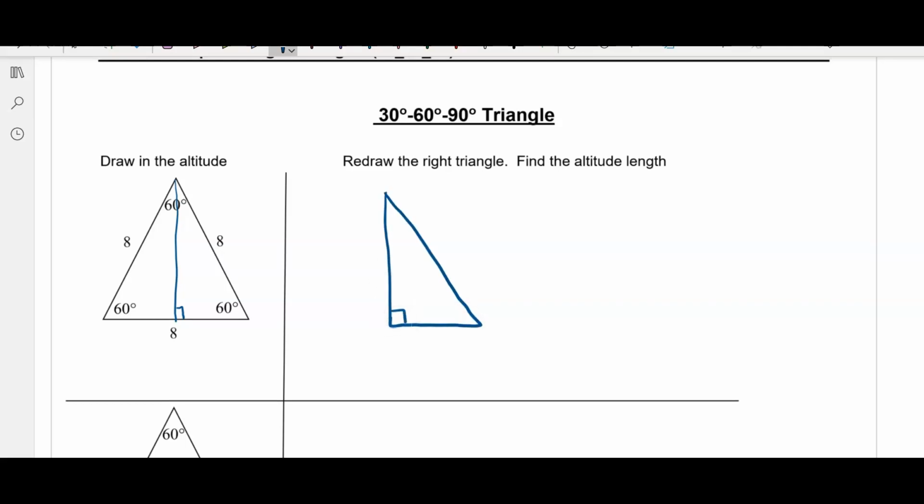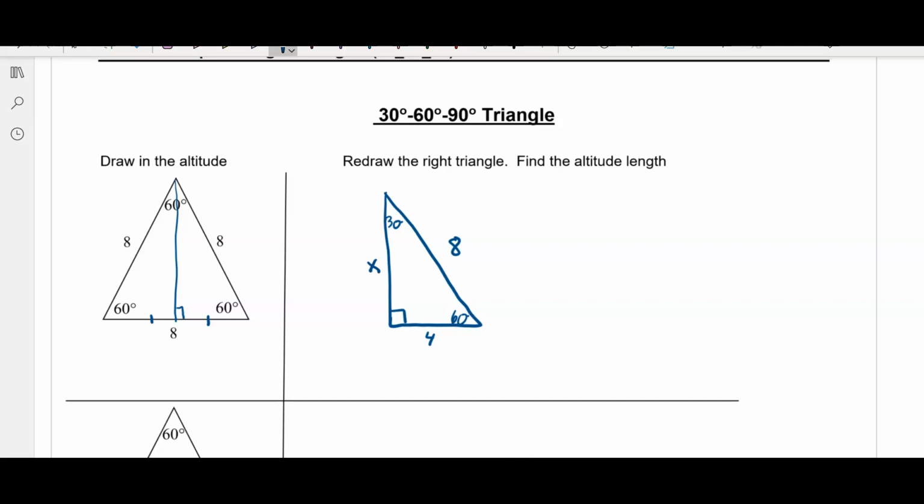We get a 90-degree angle. This is 60 degrees. And since I drew that altitude straight down there, if we did 180 minus 90 minus 60, we would get 30. But you would notice, since we cut that straight down the center of this equilateral triangle, we're kind of cutting everything in half at this point. So we know that those two segments would be congruent, so this would be 4 versus 8.